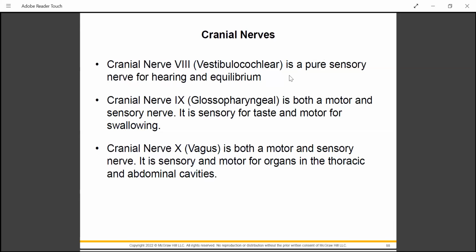Number 9 is glossopharyngeal, both motor and sensory. So glosso means tongue, pharyngeal means pharynx, and so that's the back of our throat. So you can think it is there for taste on the tongue and the motor aspect for our muscles that allow us to swallow. Number 10 is the vagus nerve. This one is motor and sensory as well. And even though it's located as a cranial nerve, it actually goes all the way down to our organs in the thoracic and abdominal cavities. So that one's a little bit of an odd one.